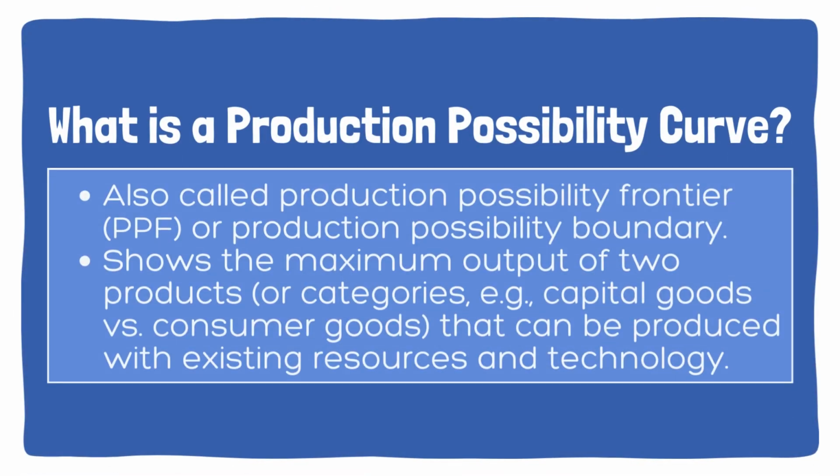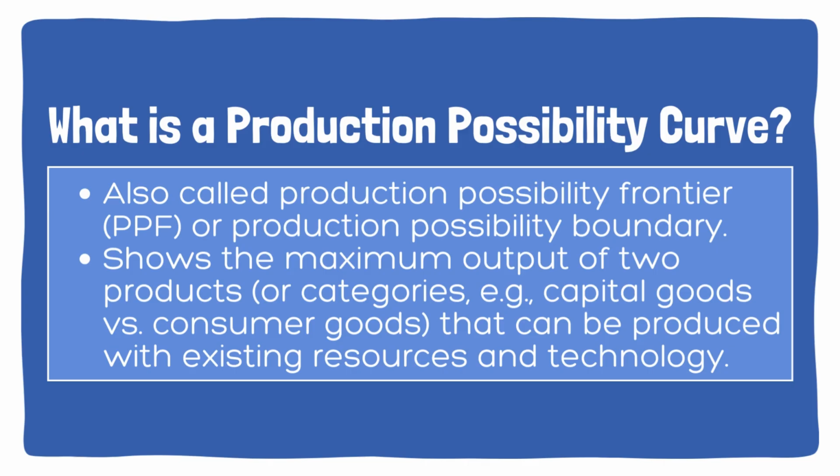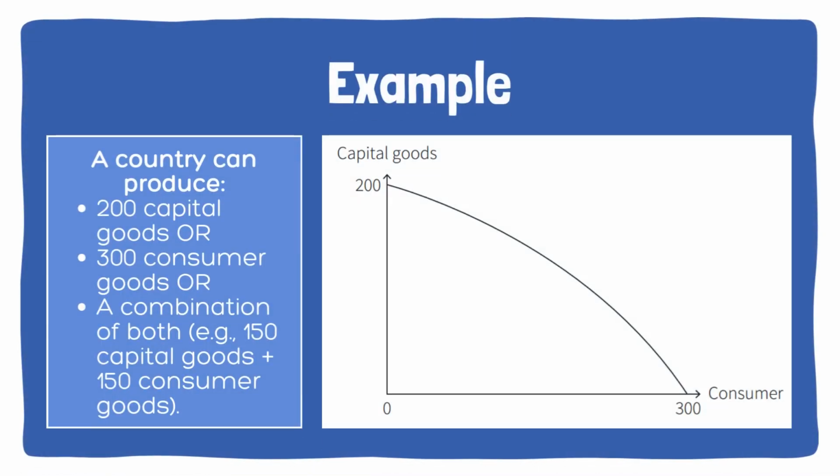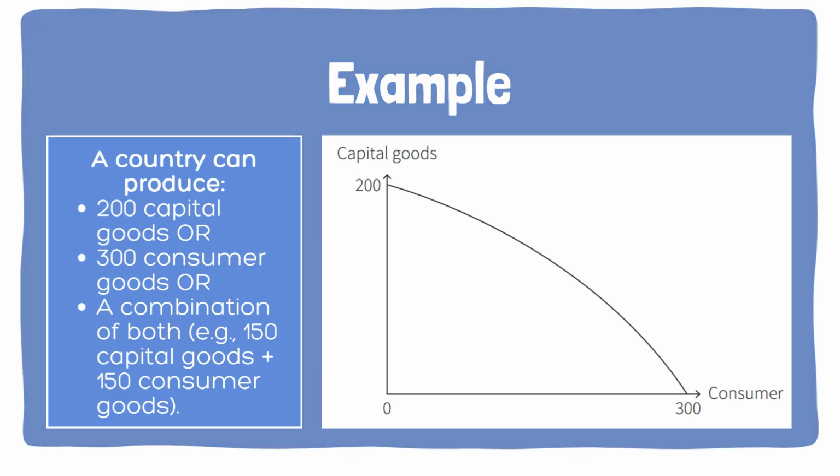A production possibility curve, PPC, also called a production possibility frontier or boundary, represents the maximum possible output combinations of two goods or services an economy can produce, given its current resources and technology. For example, a country might produce either 200 capital goods or 300 consumer goods, or any combination in between. The PPC visually demonstrates the trade-offs an economy faces when allocating resources.